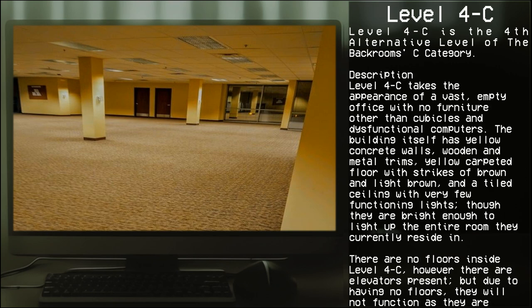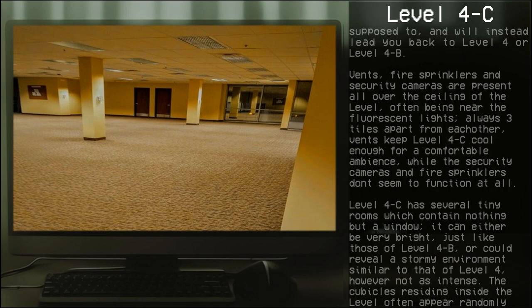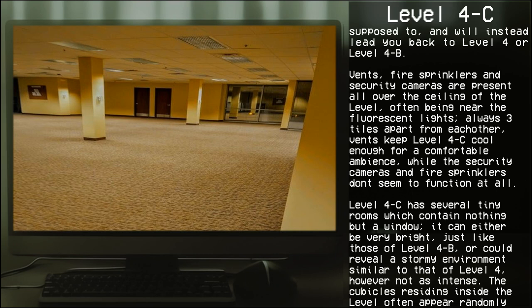There are no floors inside Level 4C. However, there are elevators present, but due to having no floors, they will not function as they are supposed to, and will instead leave you back to Level 4 or Level 4B.